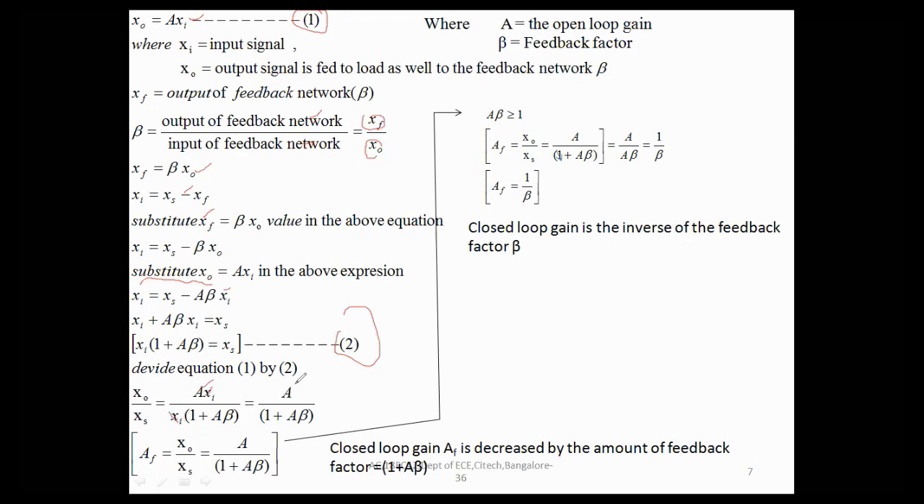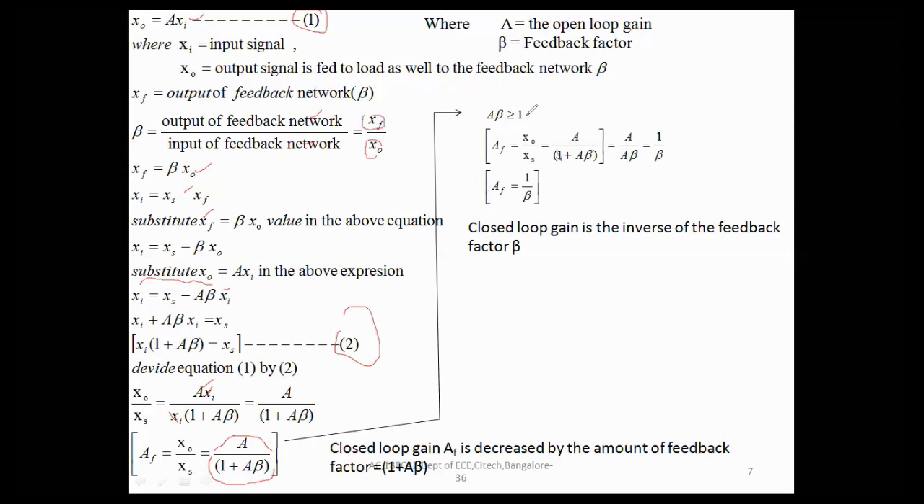So the closed loop gain AF equals A divided by 1 plus A beta, where A beta is the loop gain. 1 plus A beta is called the feedback factor. After connecting the negative feedback, the closed loop gain AF equals A divided by 1 plus A beta, which means the gain is decreased by a factor of 1 plus A beta. Now let us go to one more condition.